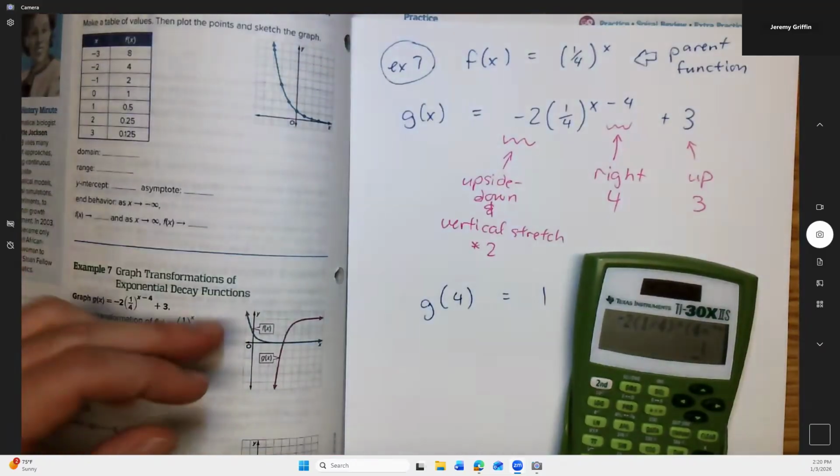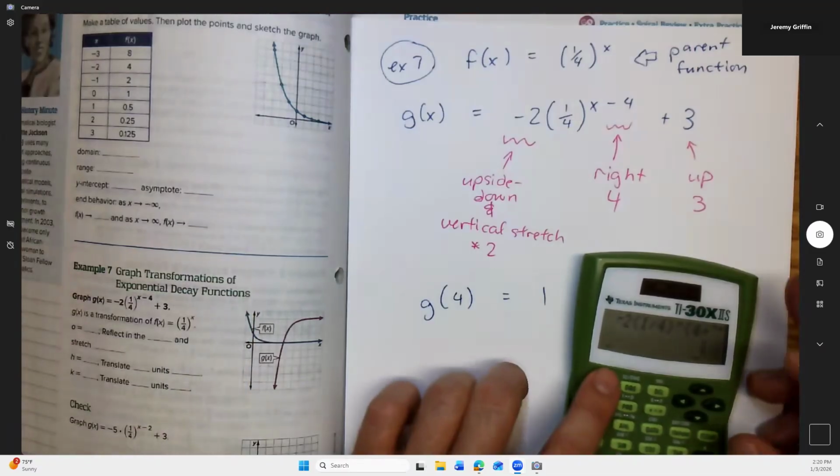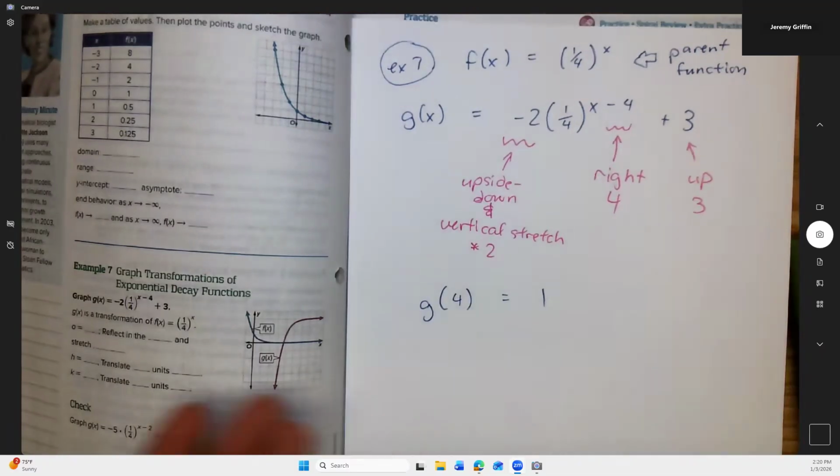This asymptote also follows. You see the asymptote shifted up there. You can make a whole table of values. There's all the transformations, and of course, they're showing you the answer. It's the correct answer, the same thing I got.